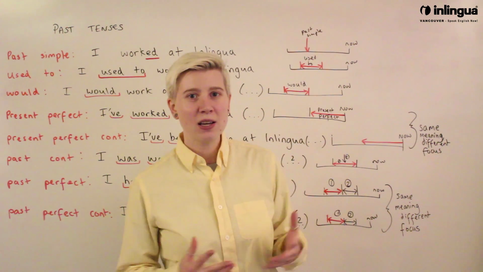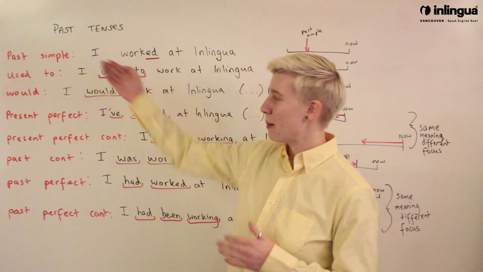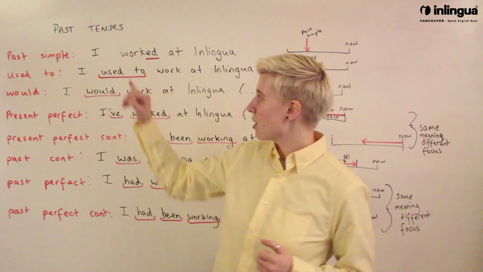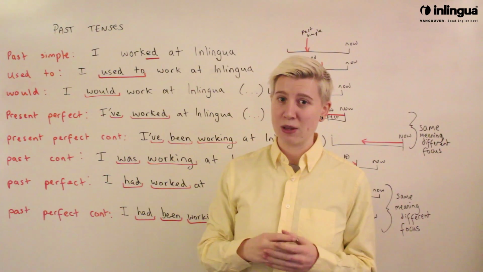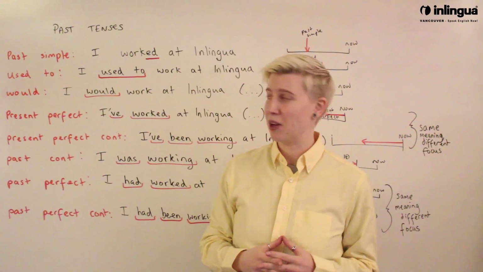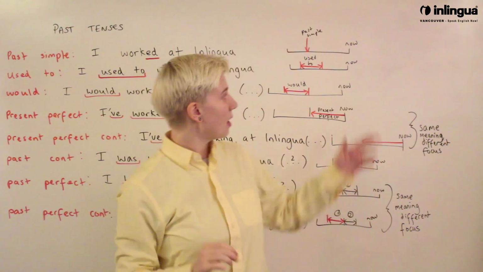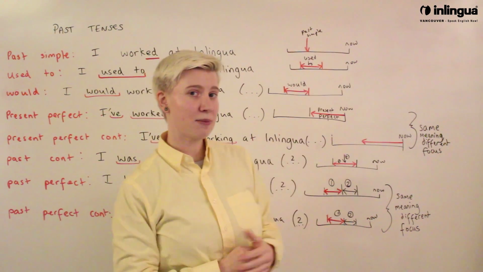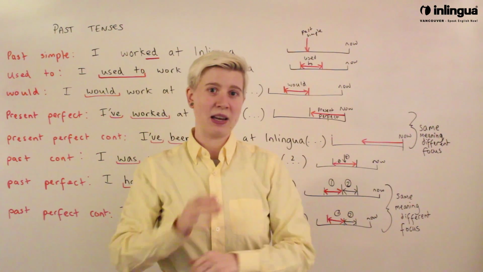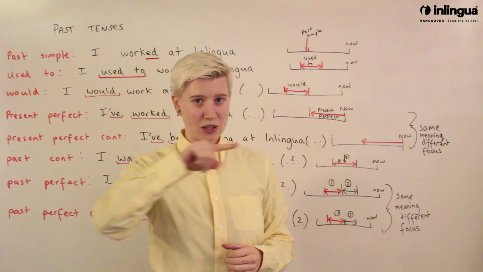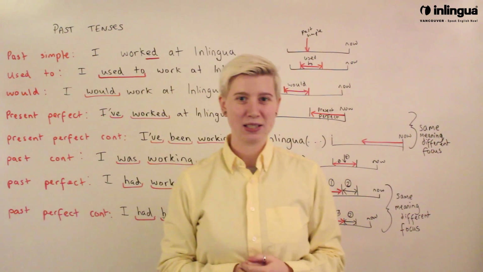So let's start with number 1, the easiest of the past tenses, past simple. Okay, so all we do here is add ed if it's a regular verb, or use the past simple form if it's an irregular verb. For example, I worked at Inlingua. And you can see here I've drawn a beautiful timeline for you, and the past simple interacts with the timeline in a single position. Here is the timeline, here is the event. I worked at Inlingua in the past.